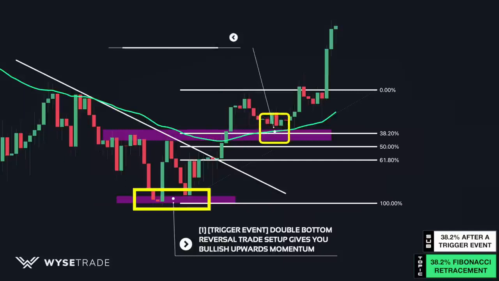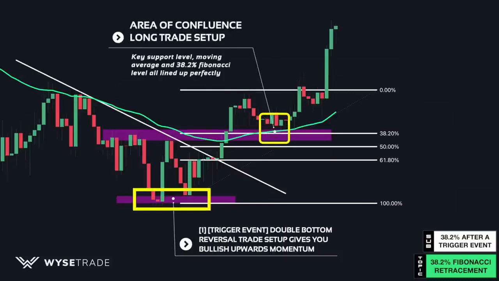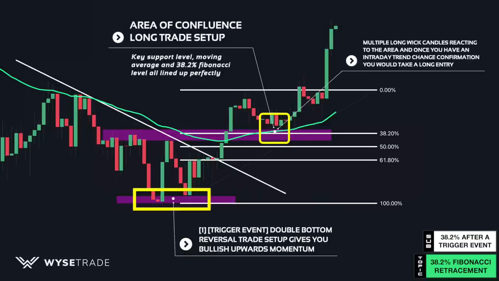This here is where your area of confluence trade setup resides, because the key support level, moving average, and 38.2% Fibonacci level all lined up perfectly. As price reached the area, you had multiple candles with the wicks sticking out, showing a reaction. And once you had an intraday trend change confirmation, you would look for long entry points.